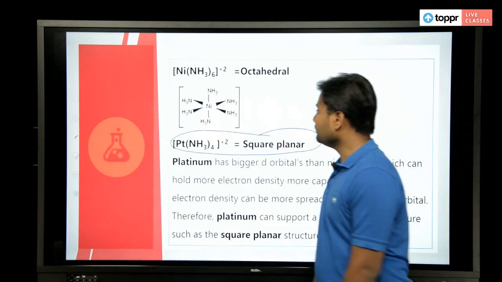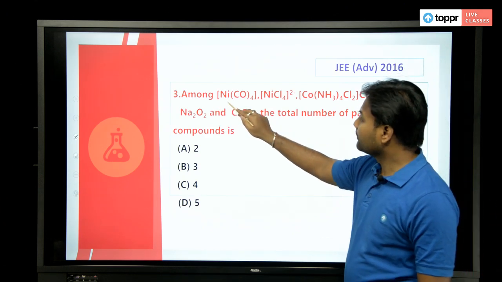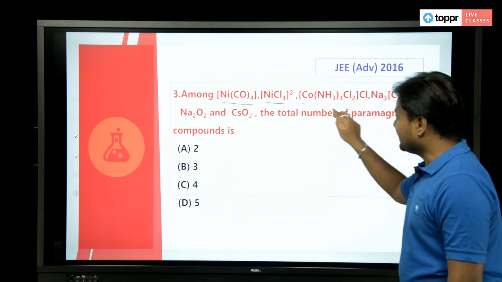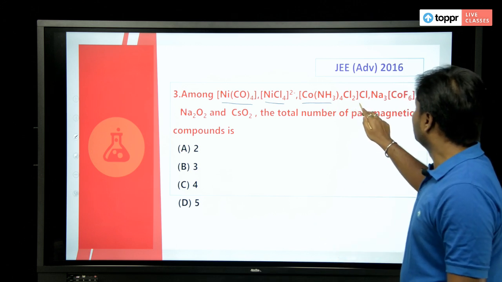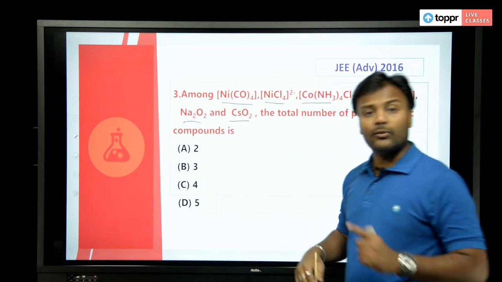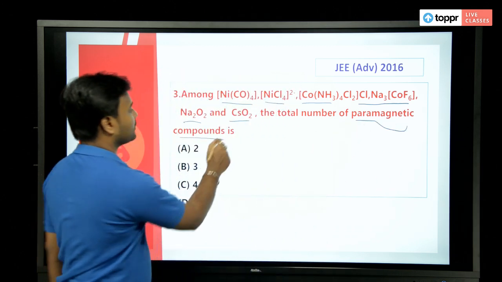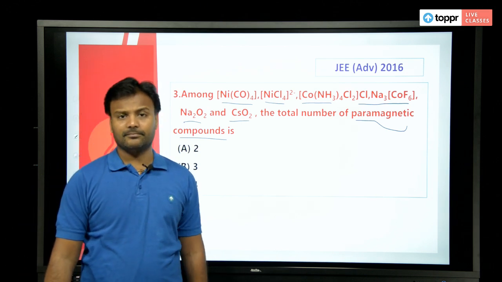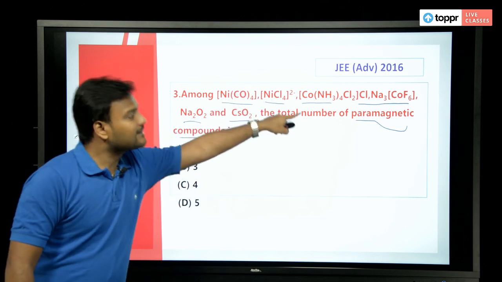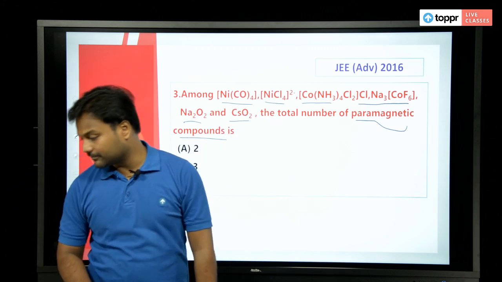Okay, look at this. Among nickel carbonyl, you have Ni(CO)4, NaCl4, CoNH3 and ClNa3CoF6. Here you have Na2O2 and CS2. Now the question is, how many unpaired electrons, or I can say the number of paramagnetic compounds. So I will give a minute, just find out how many paramagnetic compounds there are. You have 6 coordination compounds, out of 6 how many are paramagnetic in behavior?